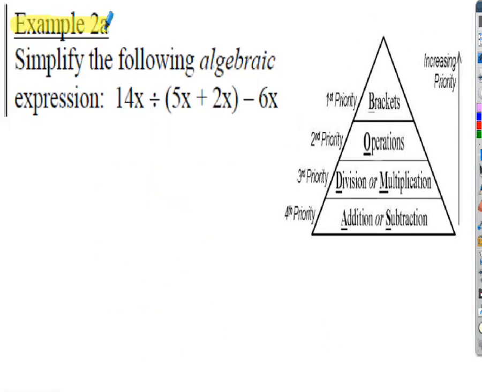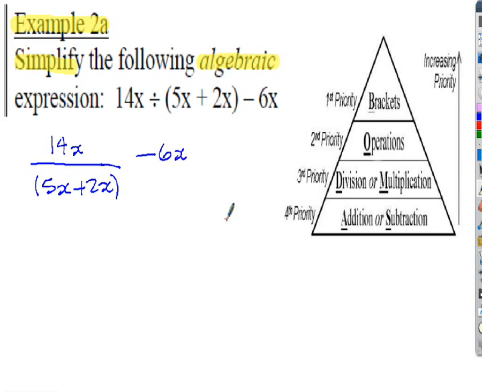Example 2a, we're asked to simplify the following algebraic expression. So we're given 14x divided by, in brackets, 5x plus 2x, and we're subtracting from that 6x. I'll rewrite the equation on 2 lines just for clarity. So basically we've got 14x, and that's all divided by, in brackets, 5x plus 2x, and we're subtracting from that 6x.